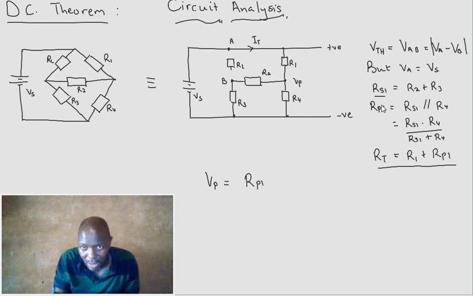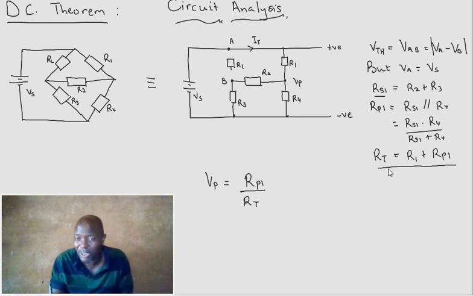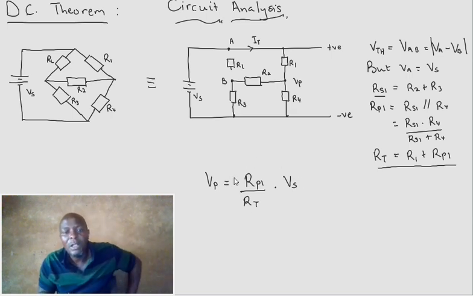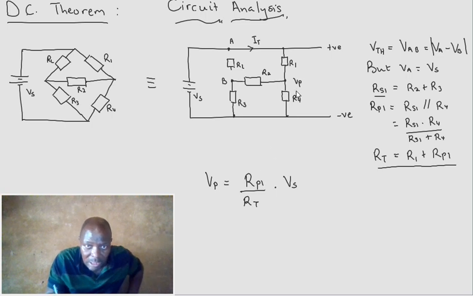Okay, so that R parallel 1 that we have worked out, over R total, which we have worked out. So without having to calculate I total, we could have worked out our V parallel through the voltage divider. This parallel network over the total resistance will give us the voltage for the parallel network. The supply, sorry, will give us the voltage for the parallel network straight up.